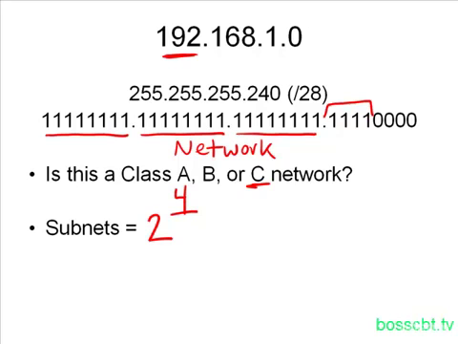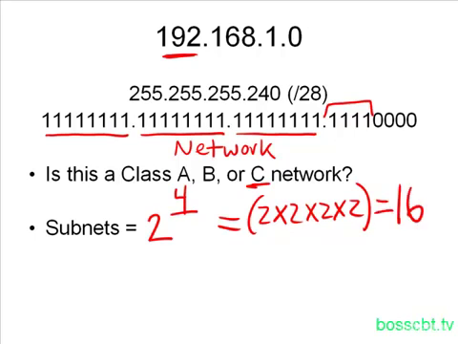So here we have 4. This equals 2 times 2 times 2 times 2, which is 16. So by using this subnet mask, we can create 16 subnets, 2 to the power of 4 subnet bits.